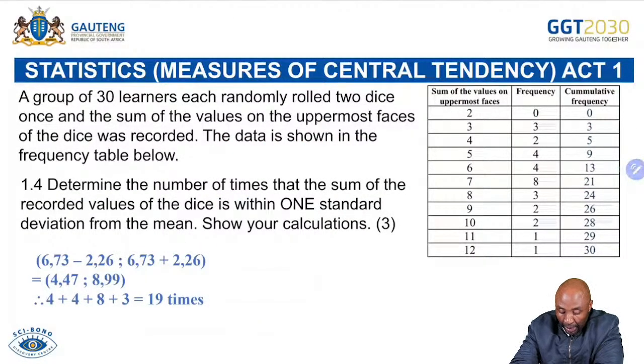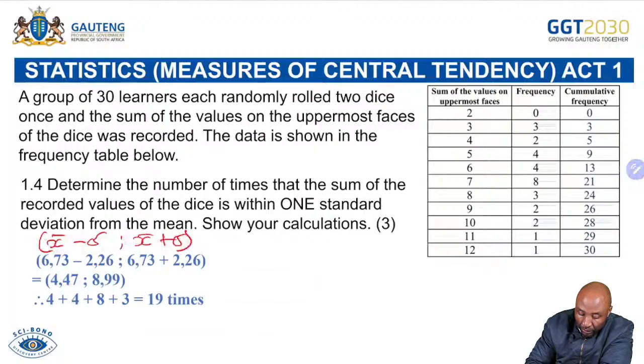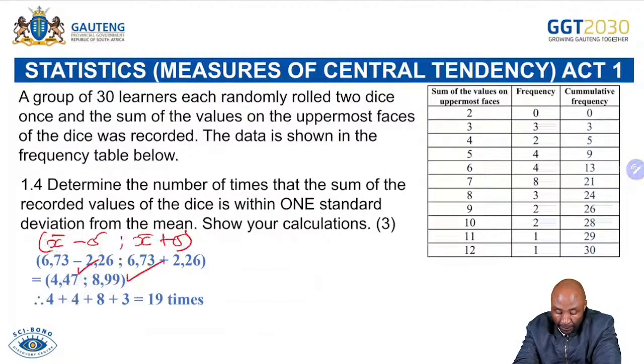The number of times that the sum of the 2 recorded values of the dice is within 1 standard deviation to the mean. So we will have our x bar minus standard deviation, x bar plus standard deviation. And this will give us an answer of 4,47 as our lower limit and 8,99 as our upper limit.